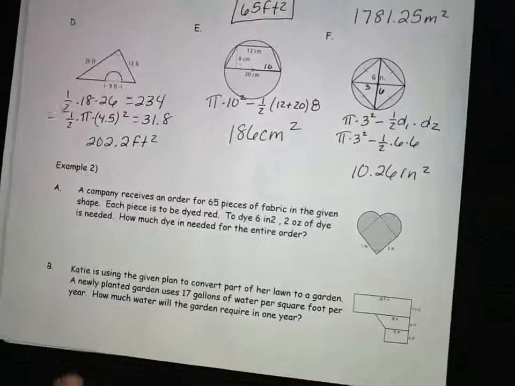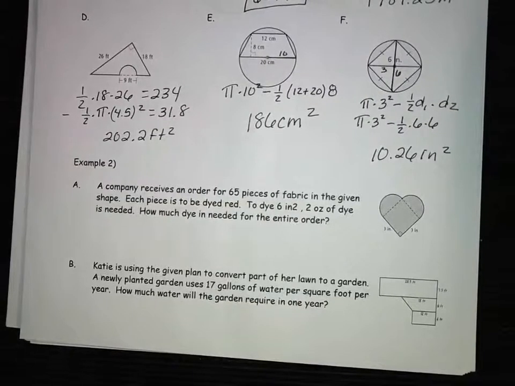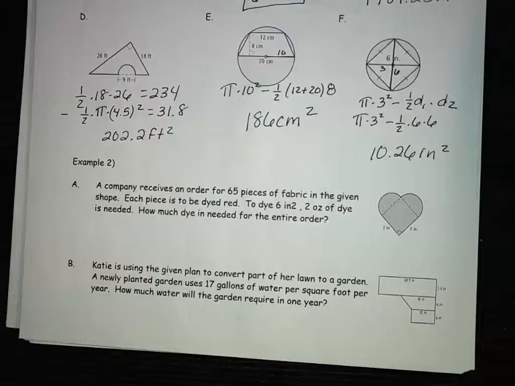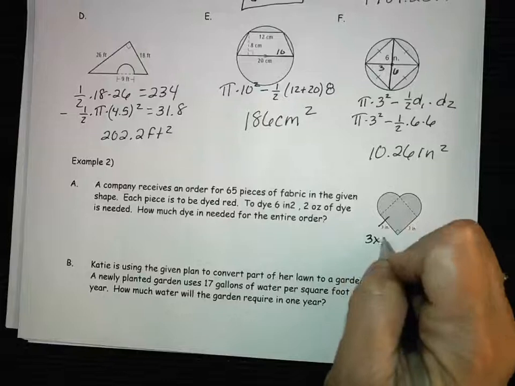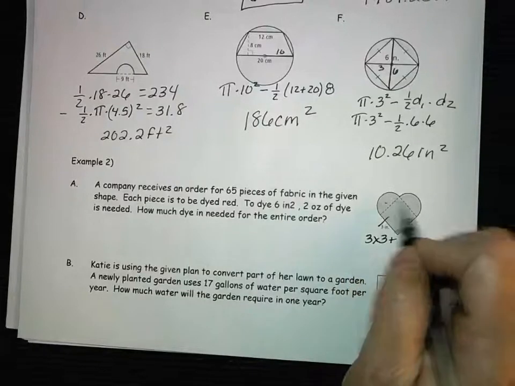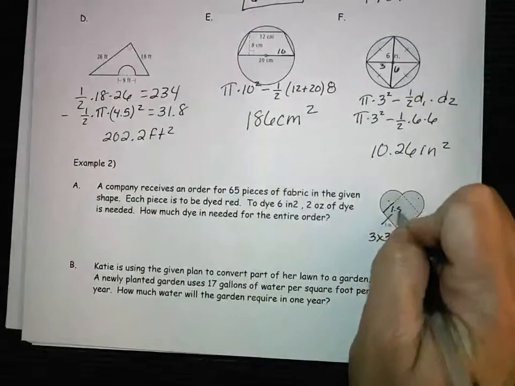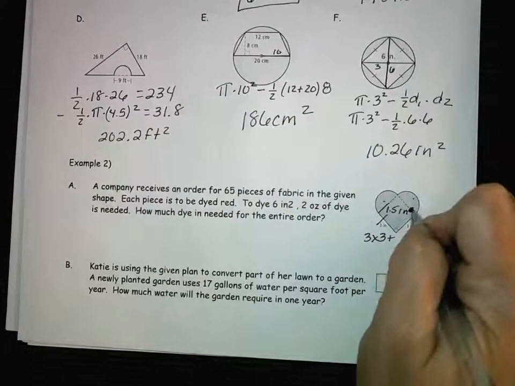Example 2, a company receives an order for 65 pieces of fabric in this shape. Each one needs to be dyed red, and to dye 6 square inches, 2 ounces of dye is needed. So the question is, how much is needed for the entire order? Well, this shape right here, we have a square, 3 times 3, and if we take these two pieces and put them together, it would be a circle. And the radius of that circle would be 1.5 inches.